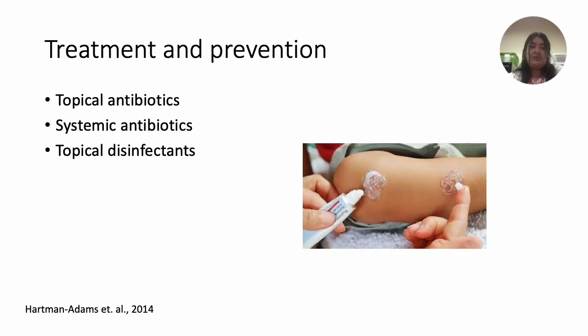Now moving on to treatment and prevention. There are many different options to treat impetigo, including topical antibiotics, systemic antibiotics, and topical disinfectants. In limited impetigo, there is a preference for topical antibiotics over oral antibiotics and are more effective than placebo. In instances where topical therapy isn't practical, the next option is systemic antibiotics, which are for severe and generalized infections.